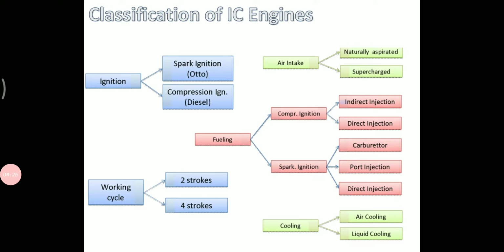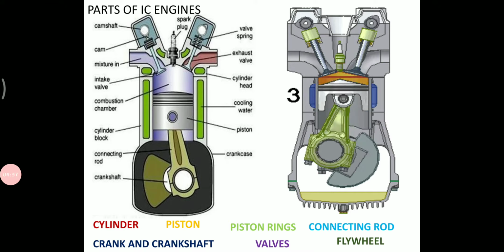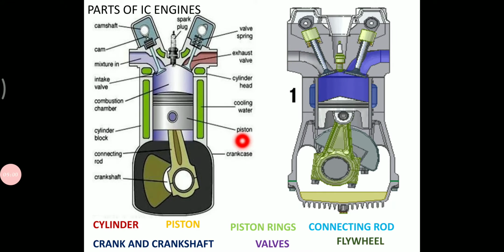Engine cooling is also a very important thing, where much of the thermal energy has to be converted into mechanical work. I told you the efficiency is usually around 35 to 40%. The more thermal energy you convert into mechanical work, the higher the efficiency. That is why cooling is very important, whether you cool with air or with liquid. These are the broad classifications of IC engines. Next, the very important thing: the parts of IC engines.